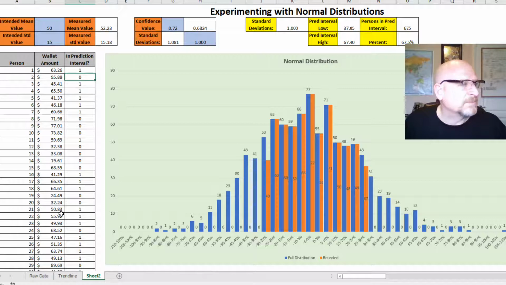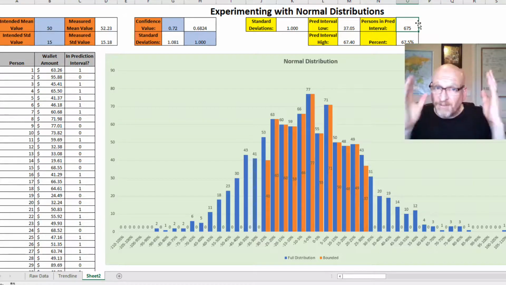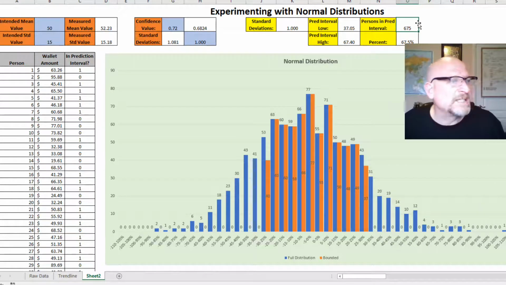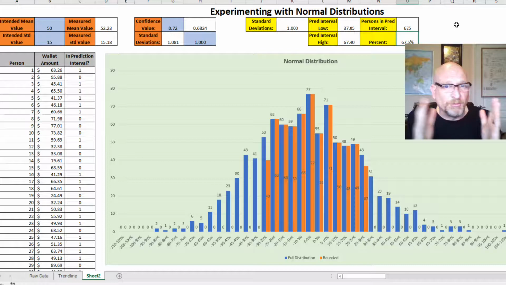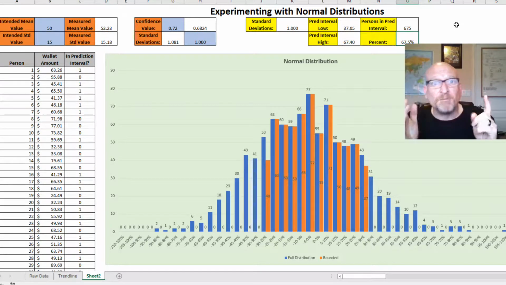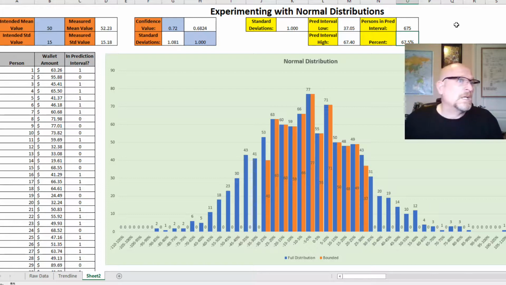So it figures out, of those 1,000 people, which ones are within these two limits, and then it counts them up. We've got 675 people out of 1,000 within 1 standard deviation of the mean, which accounts for 67.5%. Now remember, according to our bell curve, in theory, within 1 standard deviation below and above, we should have 68% of the people. In this little trial I'm getting 67.5, which is a good indication that indeed this works.